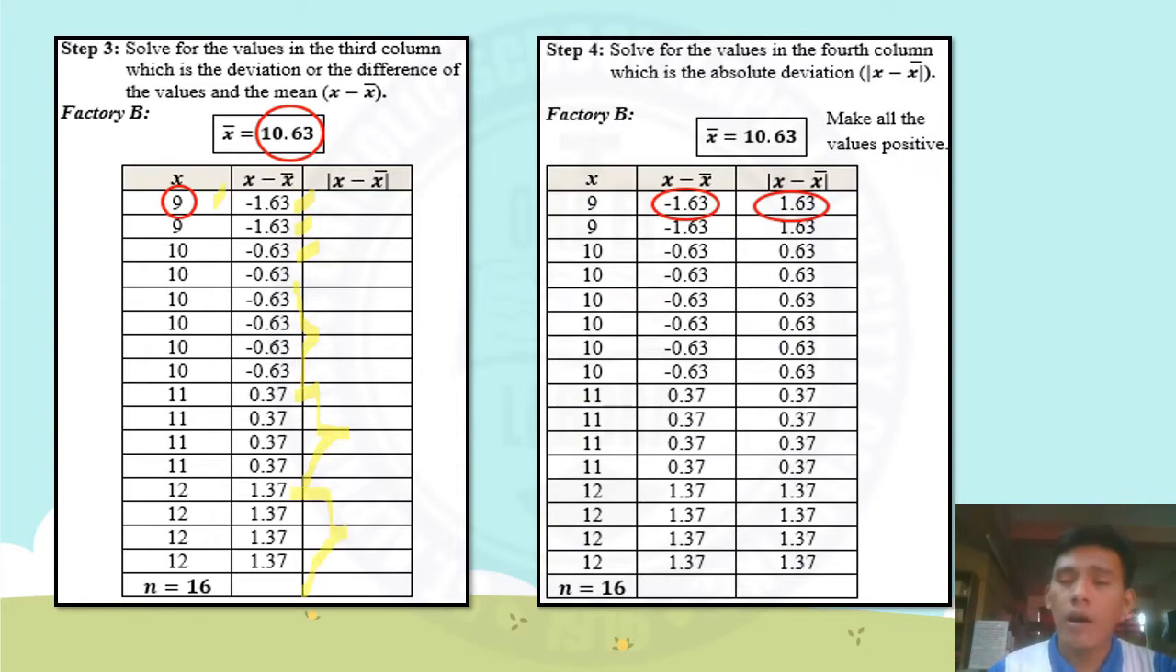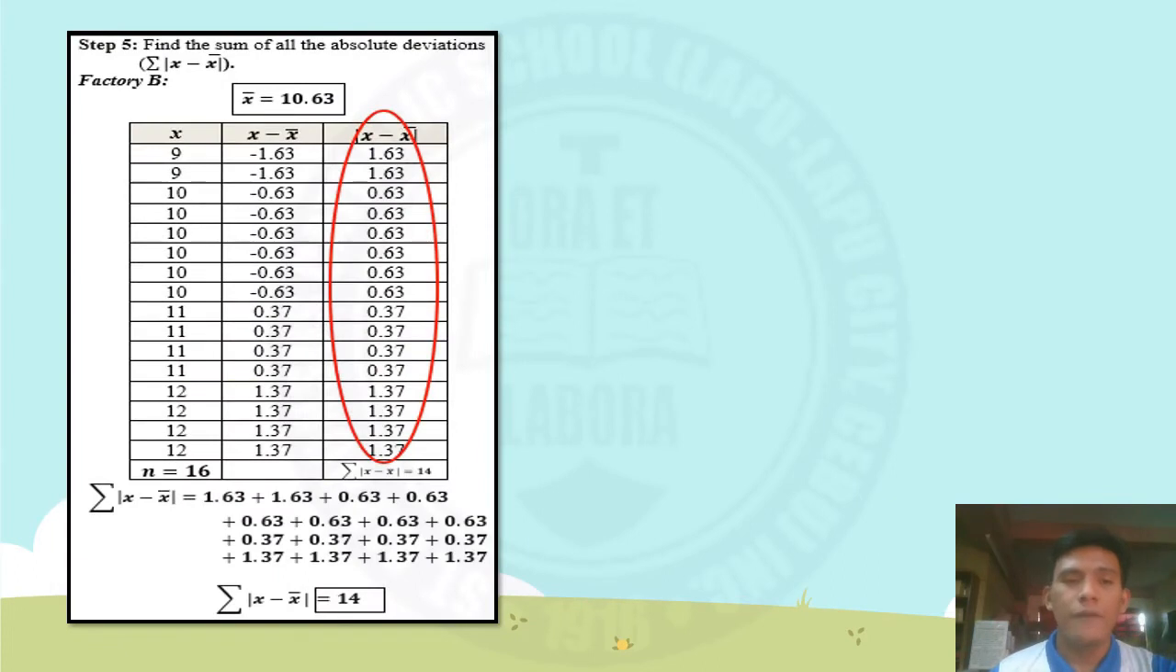Step 4. Make all the values positive because of this absolute value. So all the negative numbers here will turn to positive numbers. All the positive values here will remain as positive. Okay? Step 5. Find the sum of all the absolute deviations, the summation of the absolute value of x minus the mean. It means that you will add all the absolute values here, and that will be our summation of the absolute value of x minus the mean, and that will be the total of 14.